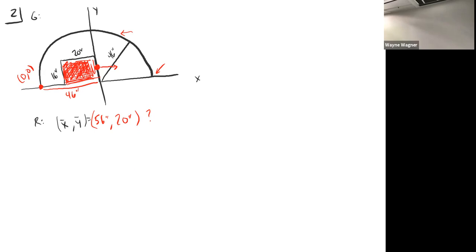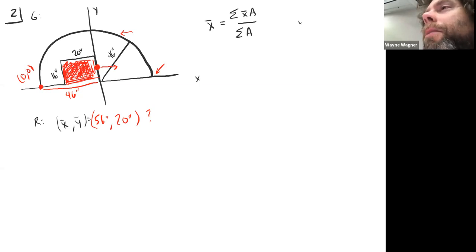We're going to do the same thing we did in the last one, remembering what our formulas are. X bar for the whole shape equals the summation of X bar A over the summation of the area, like that. And Y bar equals the summation of Y bar A over the summation of the area. The only difference from the last one is, first of all, we've got a semicircle, which is annoying. But more importantly, we've got this negative shape, a shape that's been removed, so we're going to have to keep track of some negative signs.